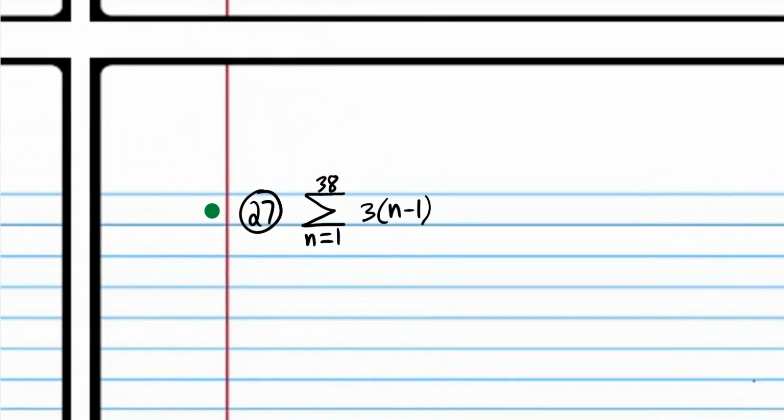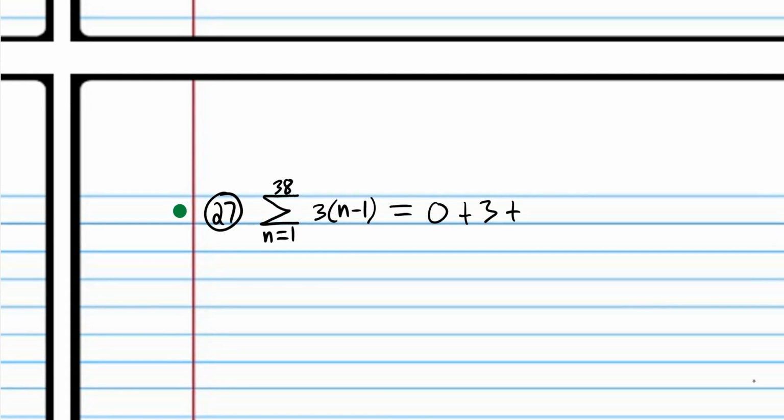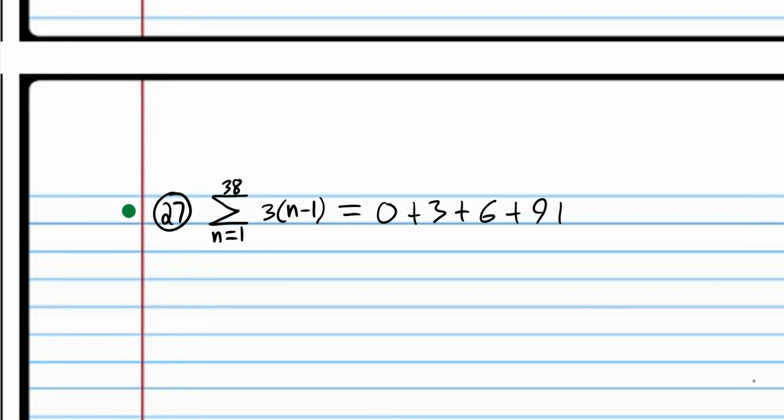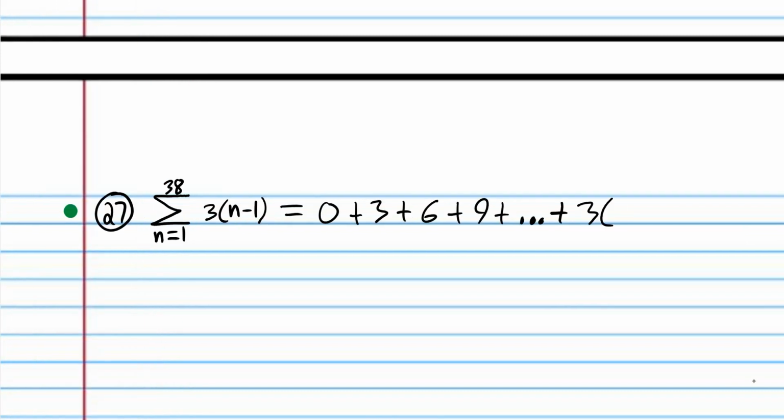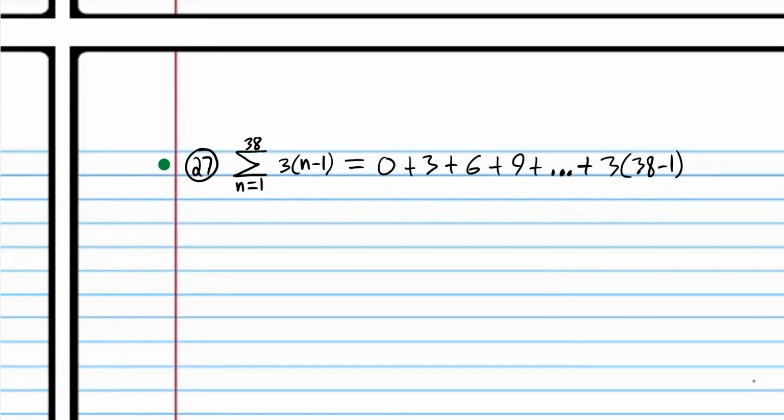Alright, we're back, so we're going to plug in 1 for n, and we get 0. Then we're going to plug in 2 for n, and then we get 3. Plug in 3 for n, and we get 6. And 4 for n, and we get 9, and we just keep going and going and going. Okay, so obviously this is arithmetic.